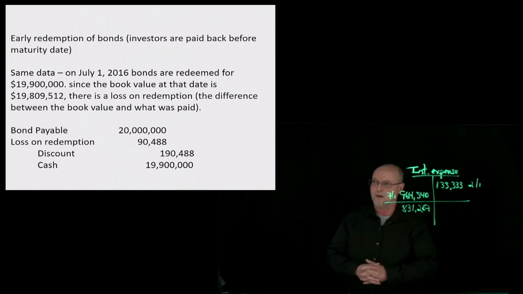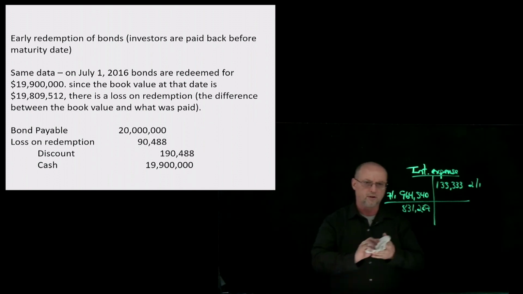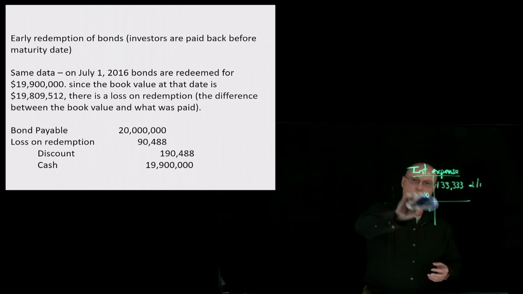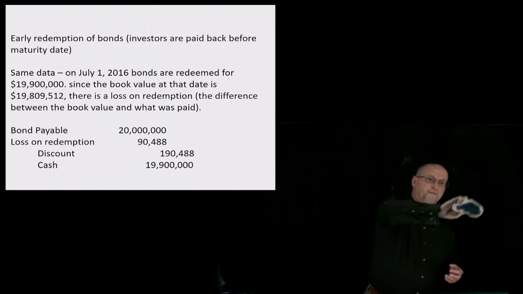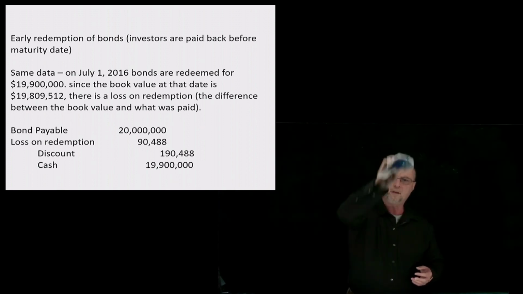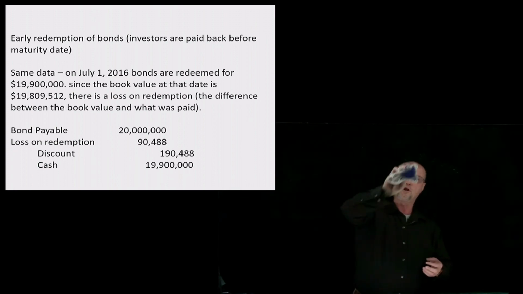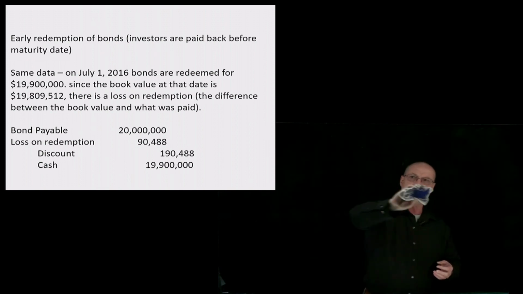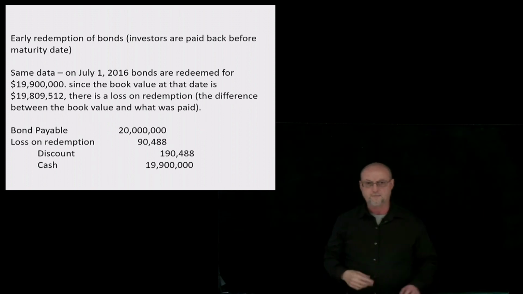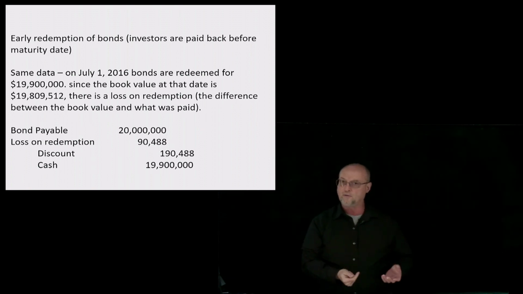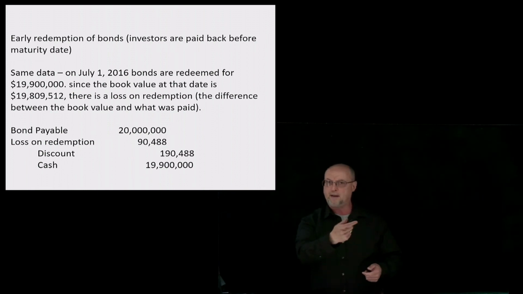Early redemption of bonds, when the investors are paid back before the maturity date. Companies will sometimes have what's called a call feature on their bonds. They want the ability to pay back the bondholders early if they have the money, since they've been more profitable than they anticipated, or if interest rates have dropped and they want to refinance at a lower rate, they will call in the bonds, they will redeem the bonds, which means they're paying them back early.